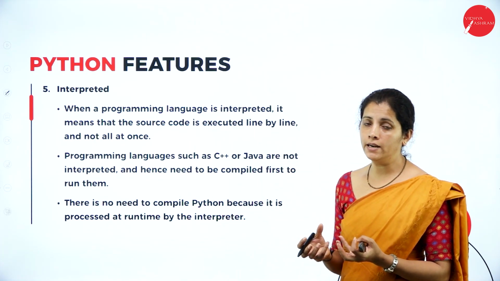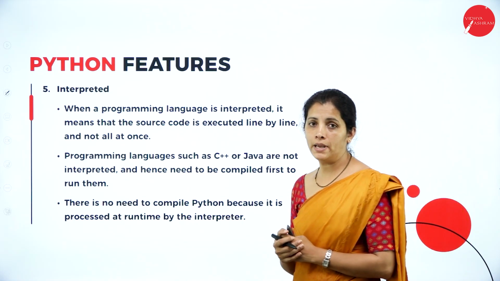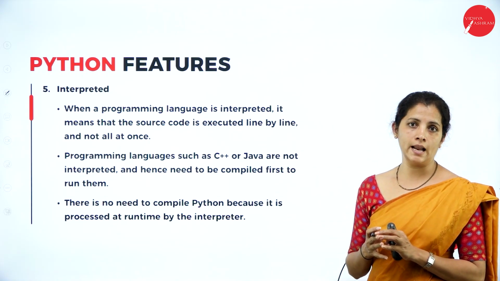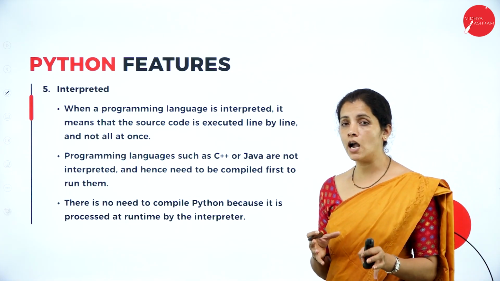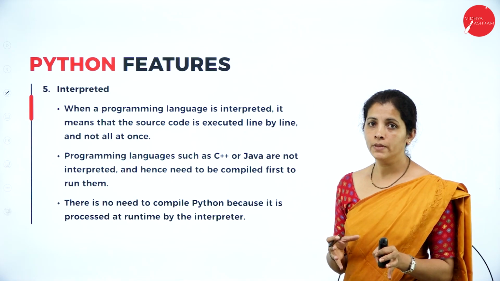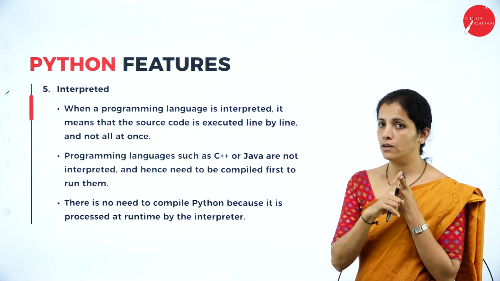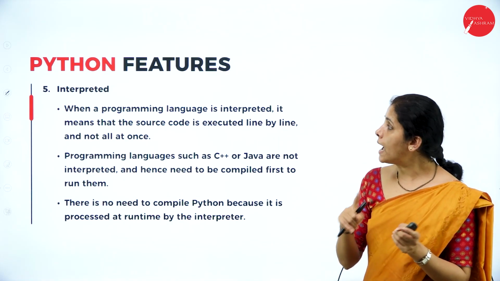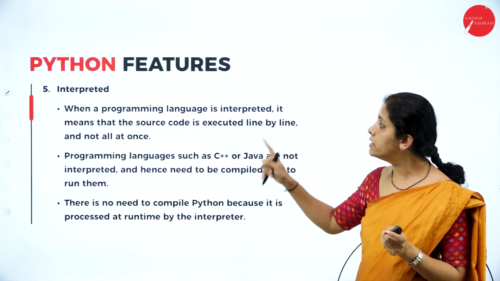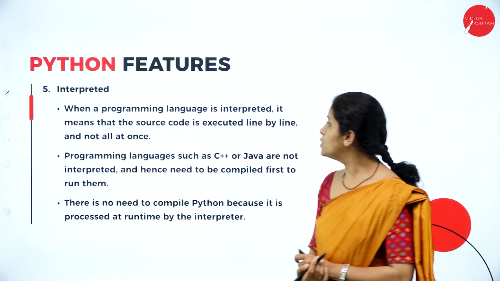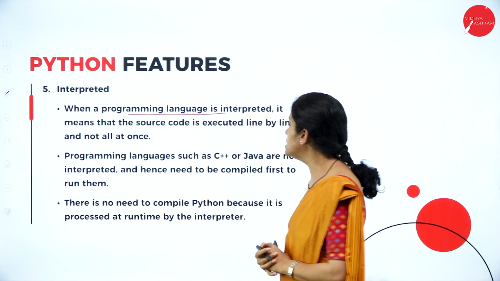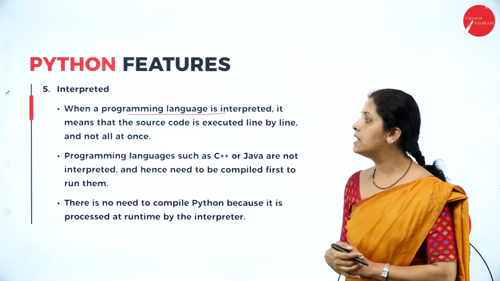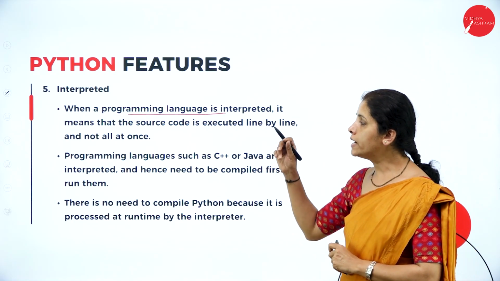Dear student, if I consider the fifth feature, it is interpreted. So what is interpreted? Python is an interpreted programming language. We are familiar with different kinds of programming languages like C, C++, Java, .NET and so on. If I consider C, C is compiled. If I consider Java, Java is compiled as well as interpreted. But Python comes under interpreted programming languages.